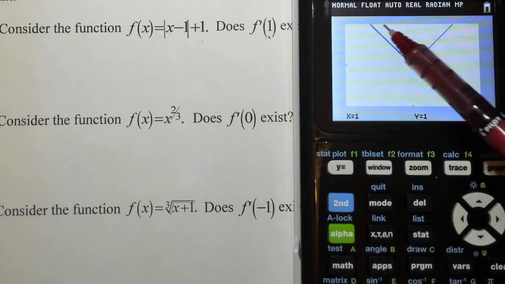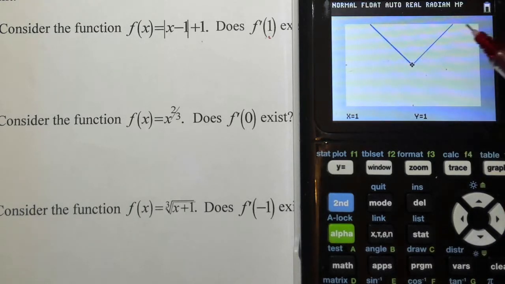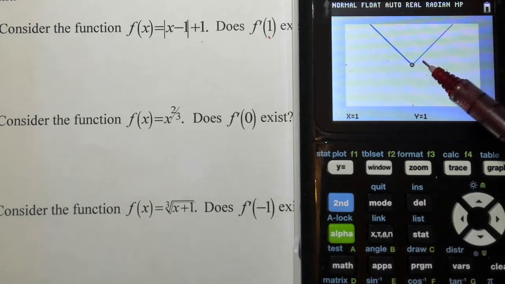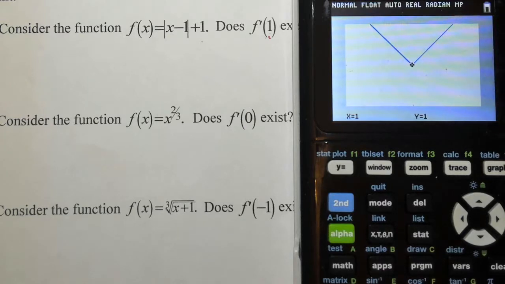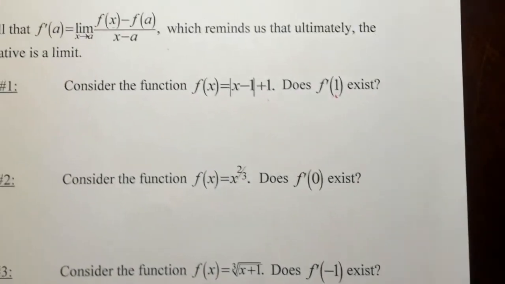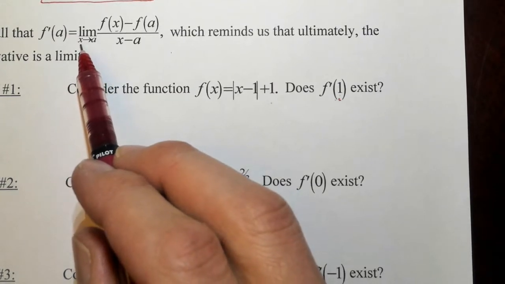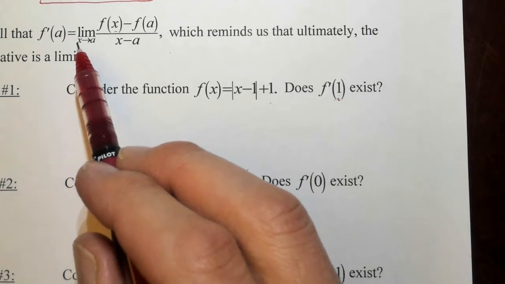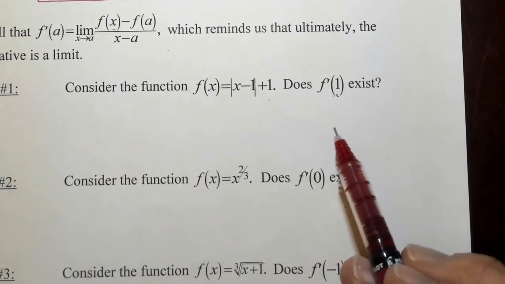So the idea is that the slopes from the left side are negative. The slopes from the right side are positive. And obviously positive slopes and negative slopes are not the same. So the slopes from the left and the slopes from the right are not the same, and we know that a limit doesn't exist when the limit from the left and the limit from the right are not the same as x approaches a. That's basically what we have going on here.